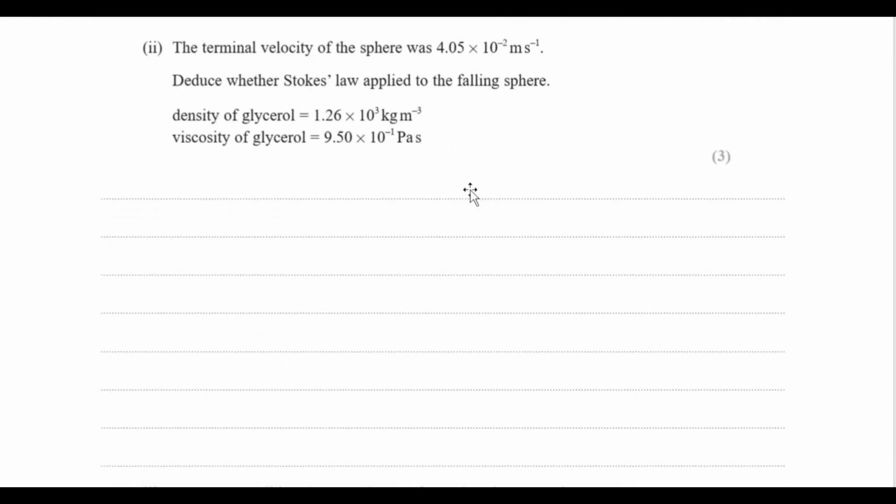Now question number B2. The terminal velocity of the sphere was 4.05 into 10 to the power minus 2 meter per second. Deduce whether Stokes law applied to the falling sphere. So according to the Stokes law, viscous drag force equals 6 pi eta r v. This is the Stokes law.